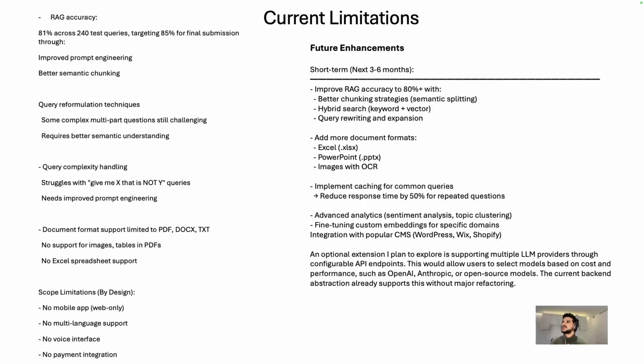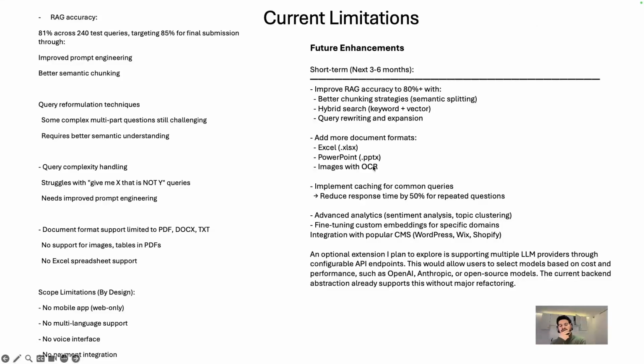But we still plan this for our future: to improve our accuracy to 80+%, have hybrid search, and add more document format support, such as Excel, PowerPoint, maybe URL, maybe images, and implement caching for common queries. So basically, if a specific business owner knows that this question is going to be asked a lot, they can provide the basic answer beforehand, so the bot is ready and knows the answer. They don't need to spend that much token.